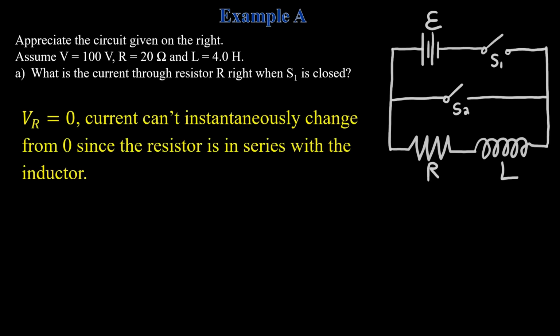And there's the answer, it's 0, and that is because current cannot instantaneously change in an inductor. Remember, that's probably the most important thing to remember about inductors. Inductors make it so current can't instantaneously change.